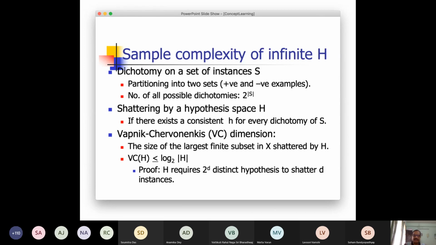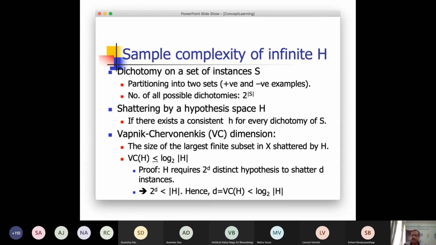The proof is direct: if H requires 2 to the power d distinct hypotheses to shatter d instances. I mentioned in the previous case you require 8 straight lines to shatter the 8 labelings of 3 points. So you require 2 to the power d distinct hypotheses for d instances, which means 2 to the power d should be less than the size of H. The distinct hypotheses are a subset of H itself, so it should be less than the size of the whole hypothesis space, and from there you get this relationship. And d is the maximum number.